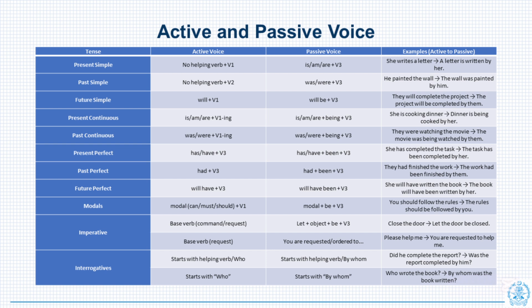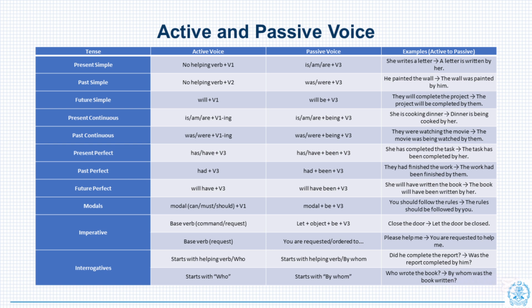You can make it simpler for them by telling them if there is no helping verb and there is first form of verb, add is/am/are. If there is no helping verb and there is second form of verb, add was/were. Going from present to past, in present there is is/am/are, in past it is was/were.